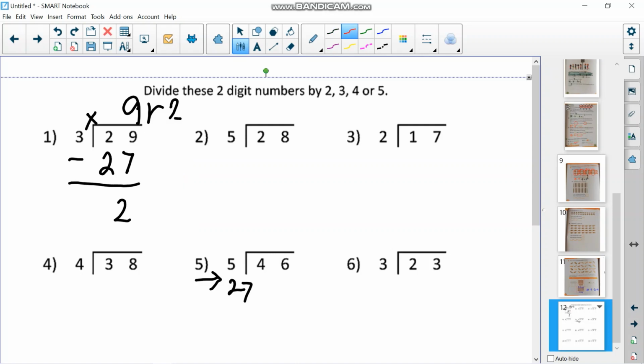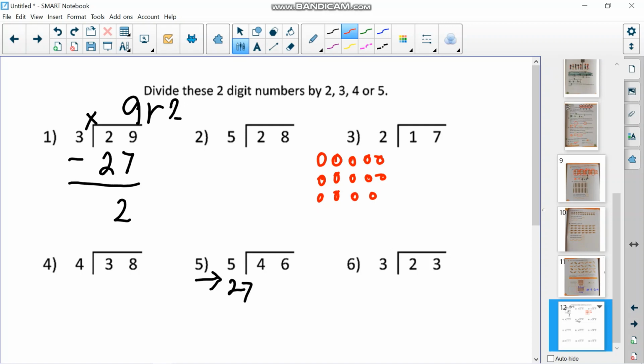Number 2, 28 divided by 5. So we're going to count by 5 up to 28. Let's begin. 1, 2, 3, 4, 5, 6, 7, 8, 9, 10, 11, 12, 13, 14, 15, 16, 17, 18, 19, 20, 21, 22, 23, 24, 25, 26, 27, 28. Now let's circle groups of fives.